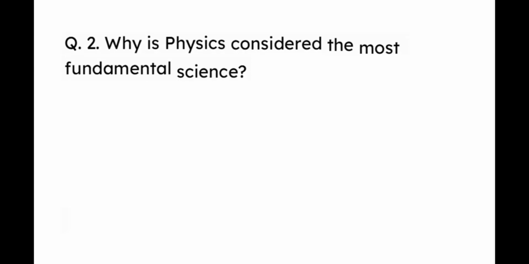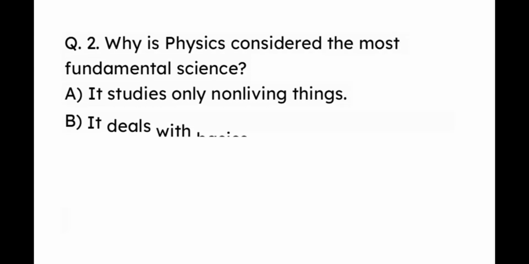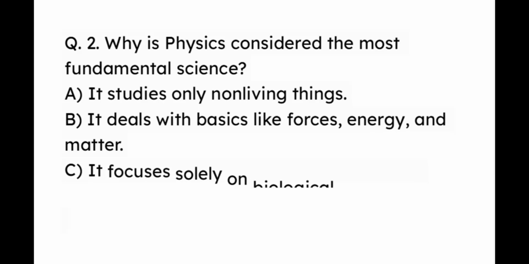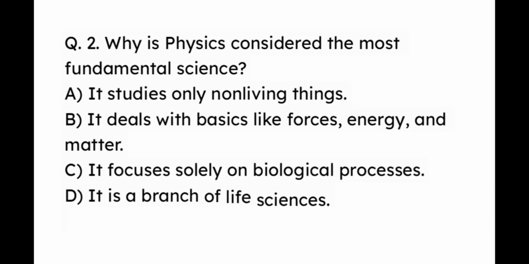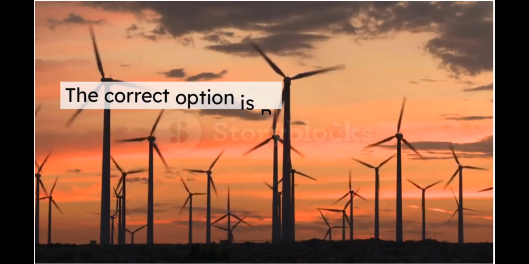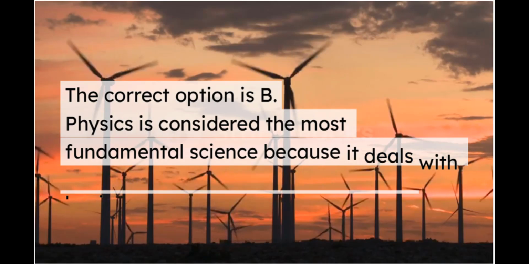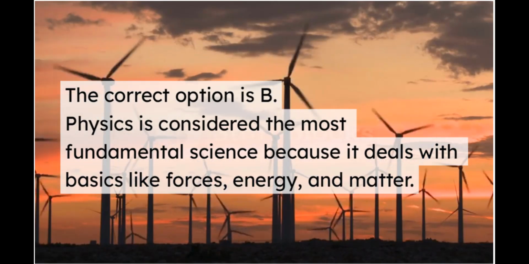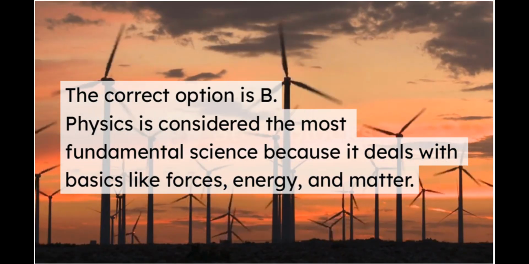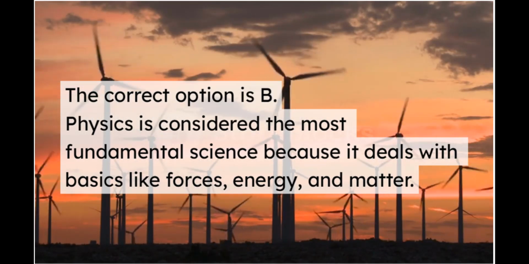Q2. Why is physics considered the most fundamental science? A. It studies only non-living things. B. It deals with basics like forces, energy, and matter. C. It focuses solely on biological processes. D. It is a branch of life sciences. The correct option is B. Physics is considered the most fundamental science because it deals with basics like forces, energy, and matter.